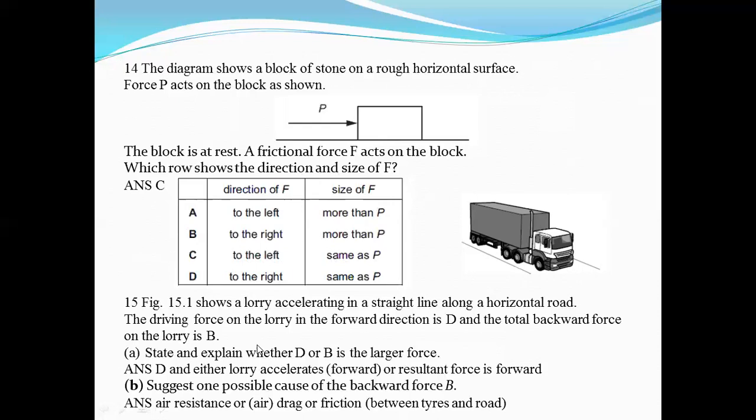Question number 15 shows a lorry accelerating in a straight line along a horizontal road. The driving force on the lorry in the forward direction is capital D, and the total backward force on the lorry is B. State and explain whether D or B is the larger force. If the lorry accelerates in that situation, D, that is the forward force, will be greater as compared to the backward force. Suggest one possible cause of the backward force. Backward forces are usually due to air resistance.